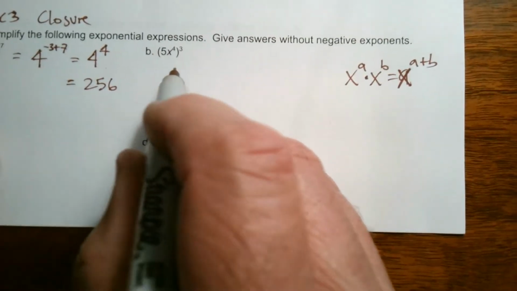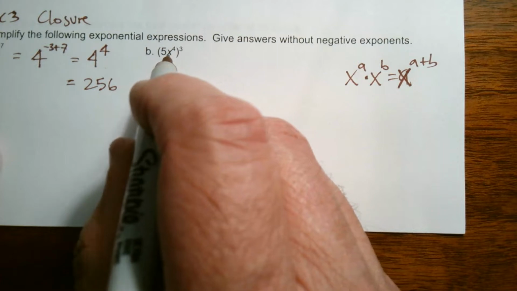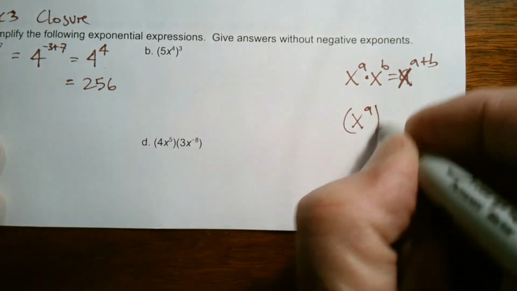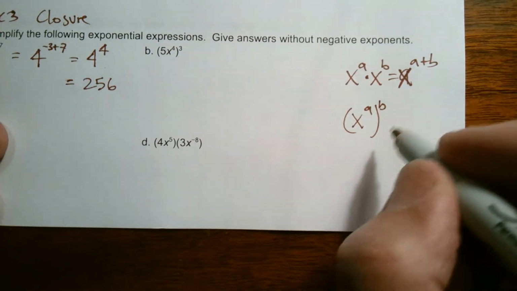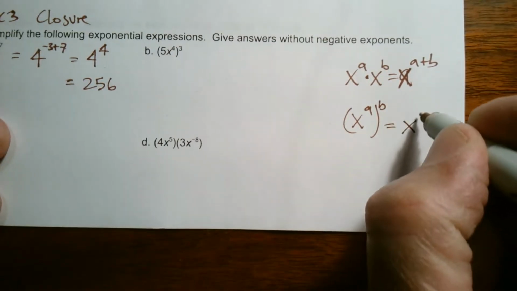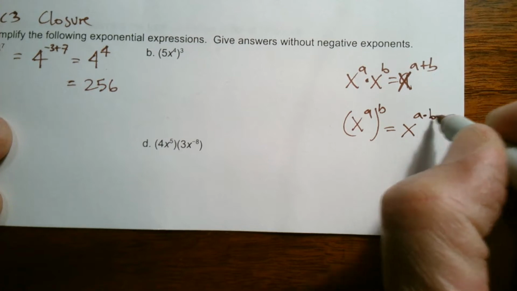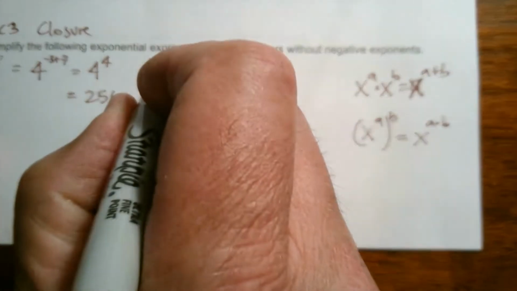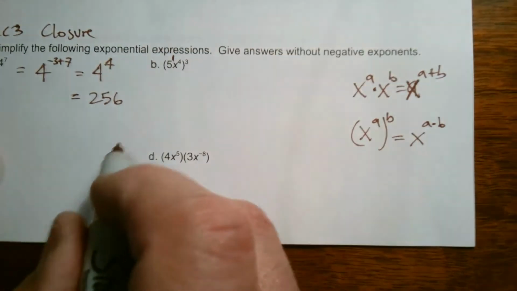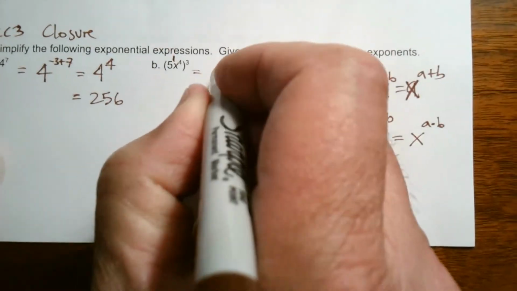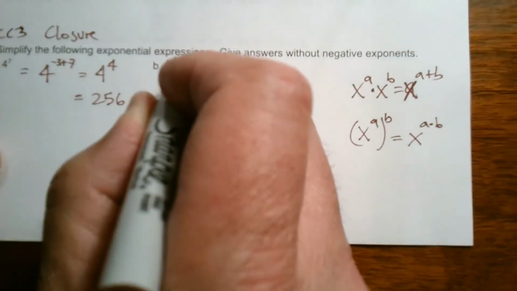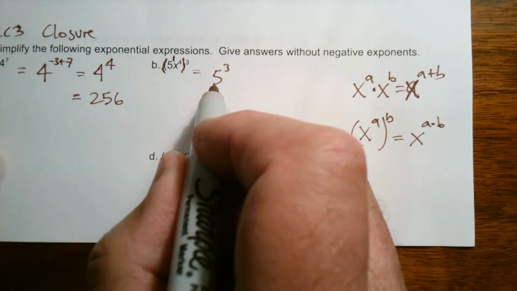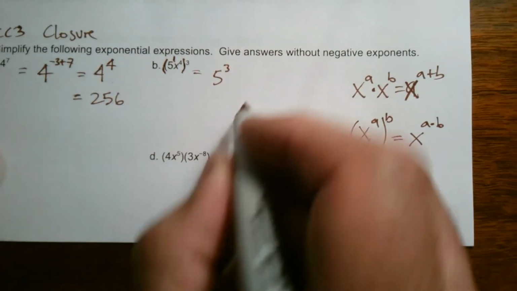Now B. My rule here, if I notice I've got a power to a power, is x to the a, all to the b. When you have a power to a power, you take those exponents and you multiply them. It's x to the a times b. So here, first of all, this is 5, but it's 5 to the first. There's no exponent on it. So really that is 5 to the third, right? The parenthesis with the 3 out here says that all of that is to the third power. So even the 5. The 5 was to the first, now it's to the third.